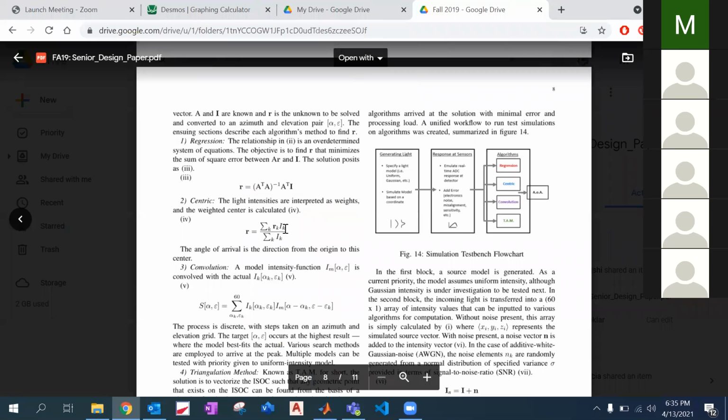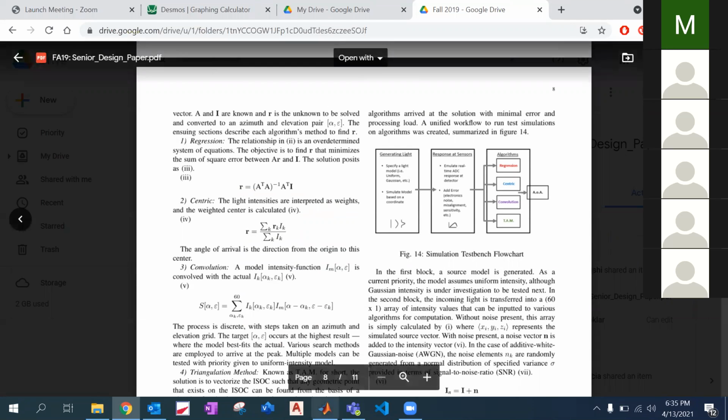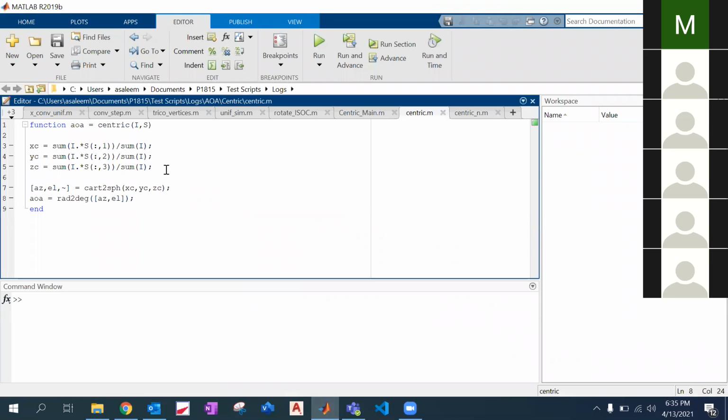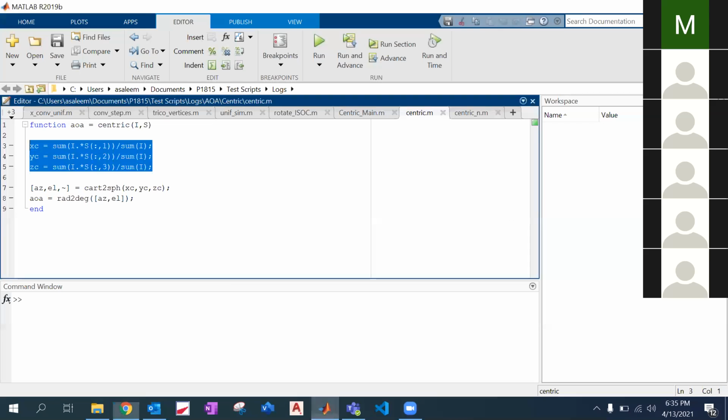Basically this formula you see right here, it's the weighted center. But you have to break it down because remember, going back to this, R is a vector. So you have the X, Y, and Z, each dimension. And it doesn't get any more straightforward than that. You convert from radians to degrees and you get the answer. So this is pretty straightforward.